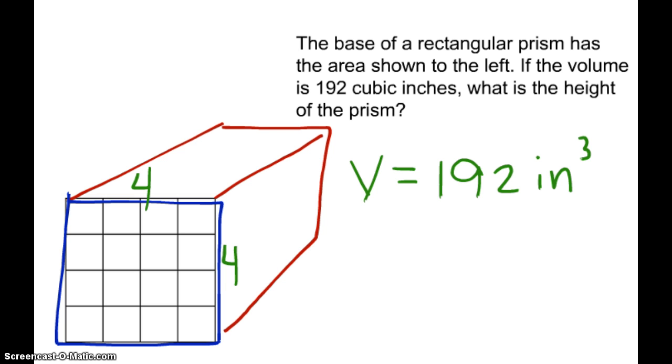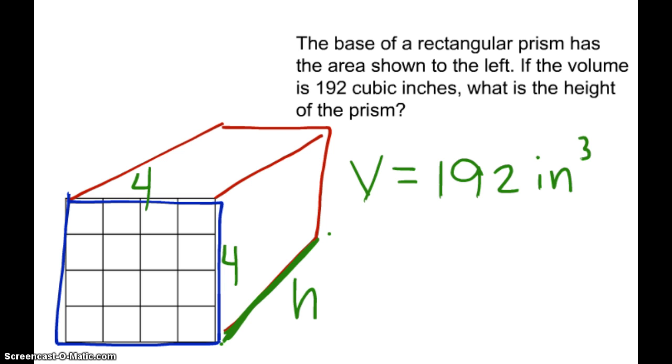And remember, the height is this distance from base to base. So if you stood the prism up on its base, right now it's not sitting on its base. If you stood it up on its base, how tall would it be? What would be the distance between the bases, or the height?